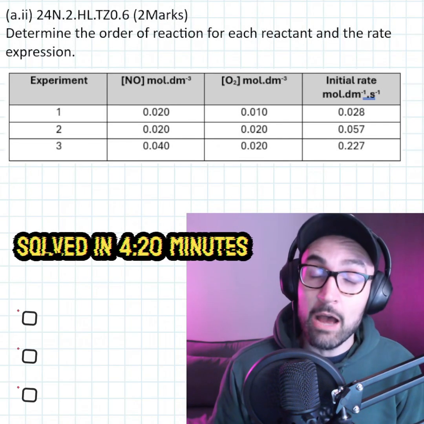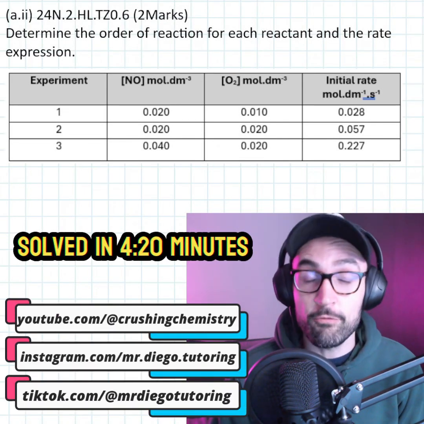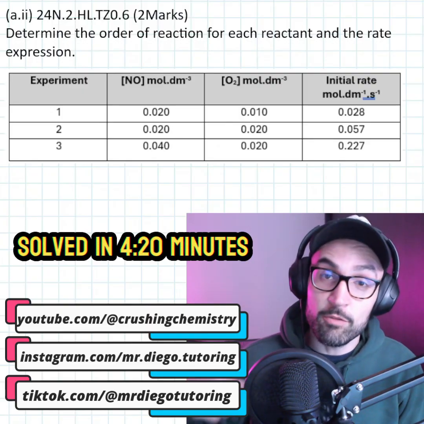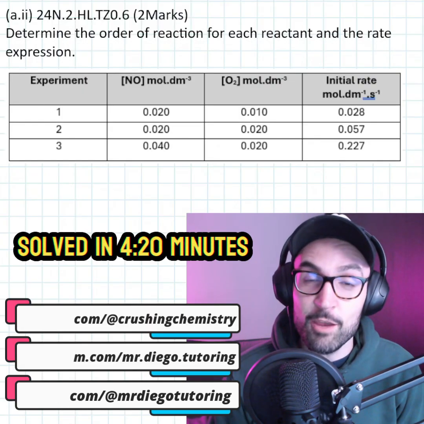Do you know how to calculate the order of each reactant and deduce the rate expression from experimental data? If you don't, stay with me to the end of this video and I'll teach you how to crush this question every single time the IB asks for it.